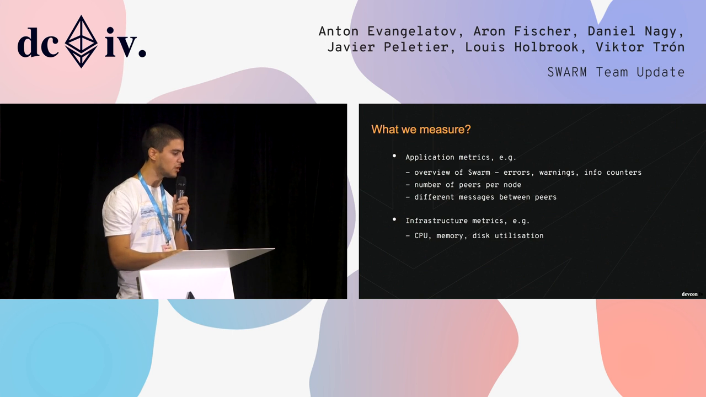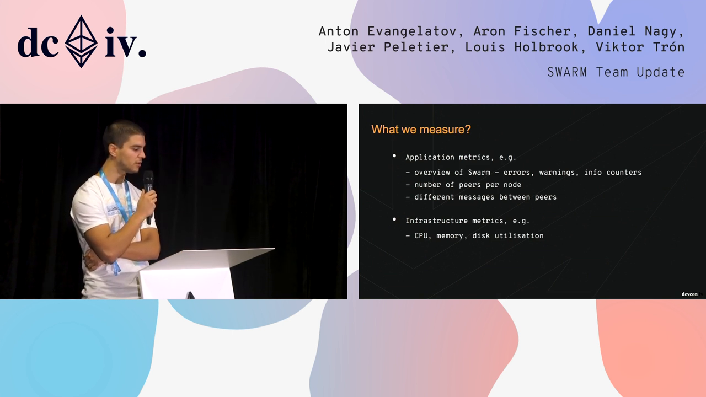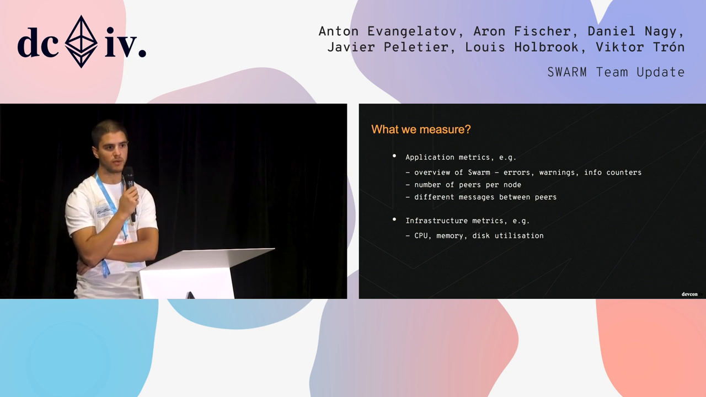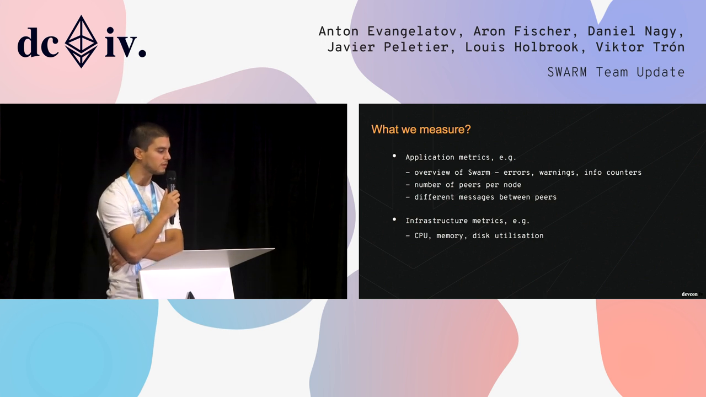So what do we actually measure with those tools? As you can imagine, the infrastructure metrics, so CPU, memory, disk utilization. So in case we have a bug in Swarm, we can detect memory leaks or CPU starvation if we have, let's say, goroutine leaks.